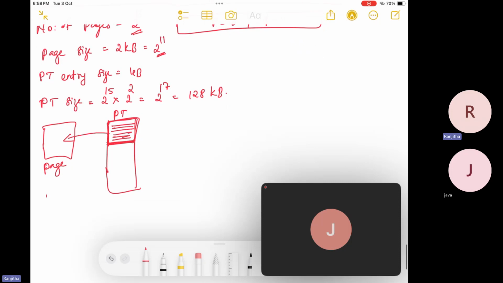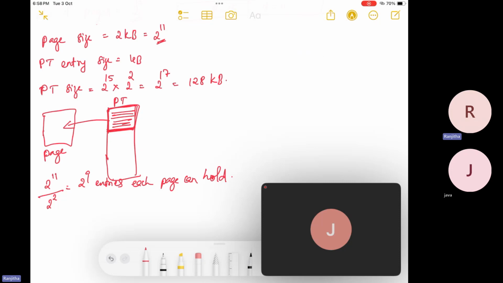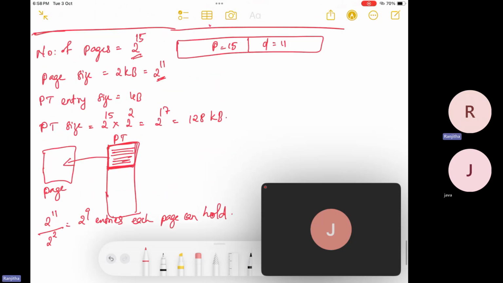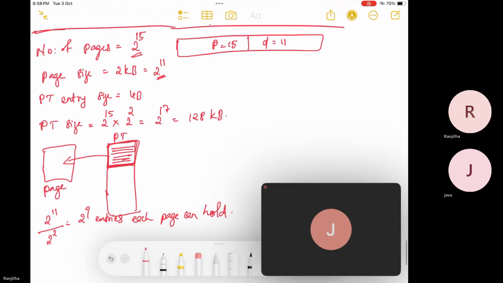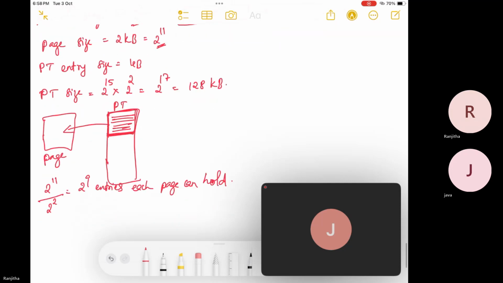Page is of 2 KB, that is 2 power 11, and each entry is 4 bytes, which is 2 square, which implies 2 power 9 entries each page can hold. So each page can hold 2 power 9 entries. Now let us see how many pages we will need for storing the page table.